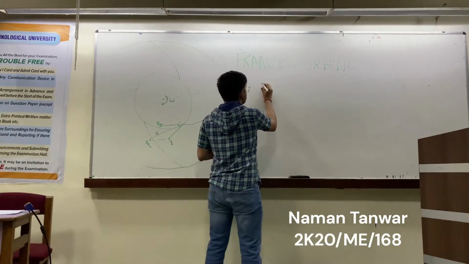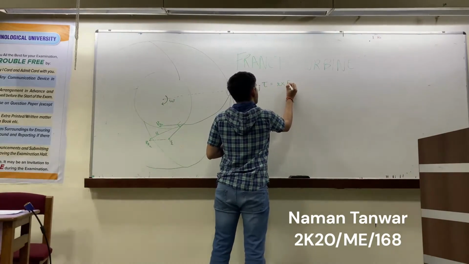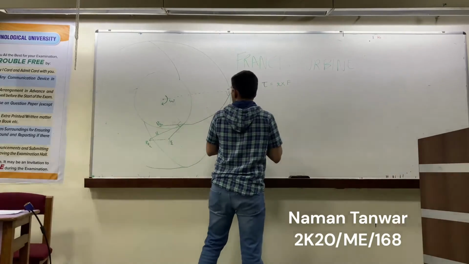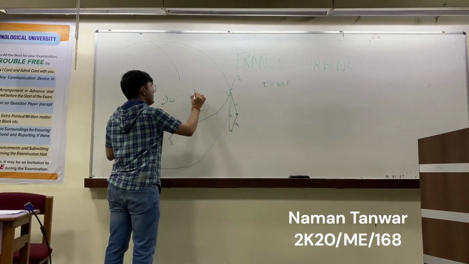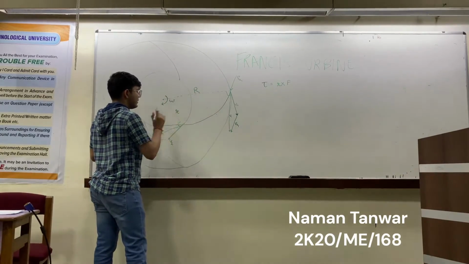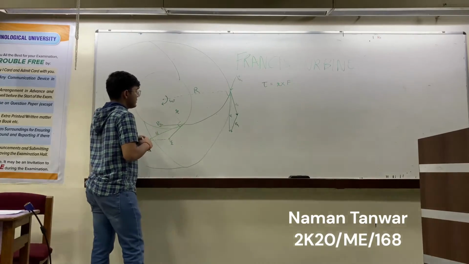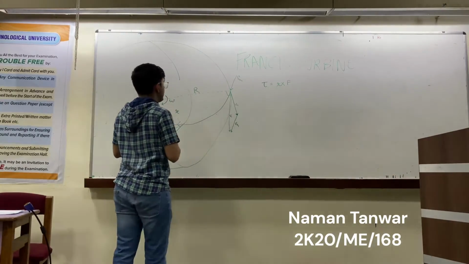Now for torque, we should know that it's nothing but R cross F. I've also forgotten to mention the radius here. This will be capital R here and small r here. This is the radius for the outlet, and this will be the radius for the inlet.